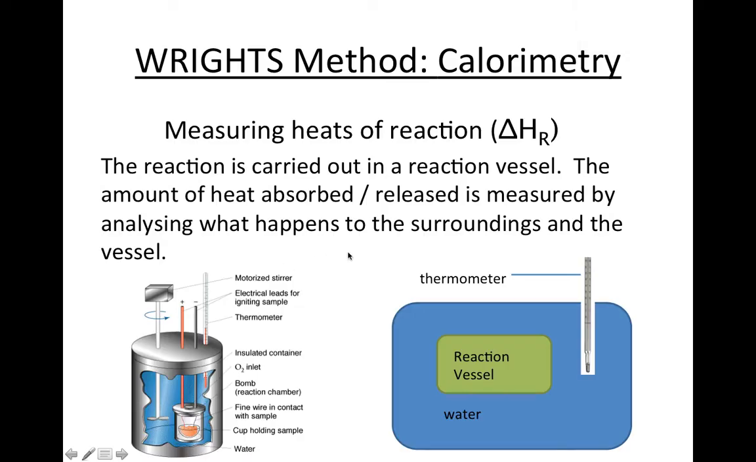A calorimeter is an object that allows us to measure the heat of a reaction based on the effect it has on the substance around it, which in 99% of cases is water. Then we can use Q equals mc delta T to determine the energy that was created by the reaction, because we can monitor the temperature change.